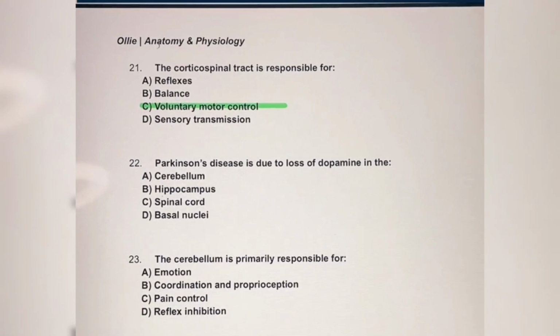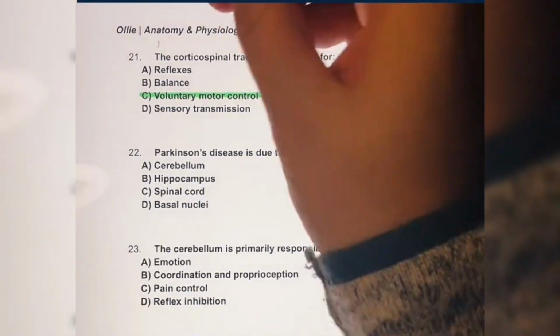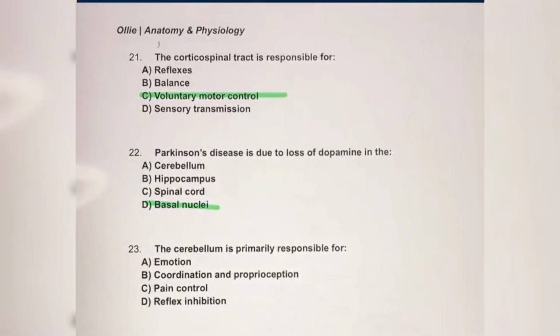Number 22, Parkinson's disease is due to loss of dopamine in the what? A, B, C, or D? The answer is D. Our basal nuclei.